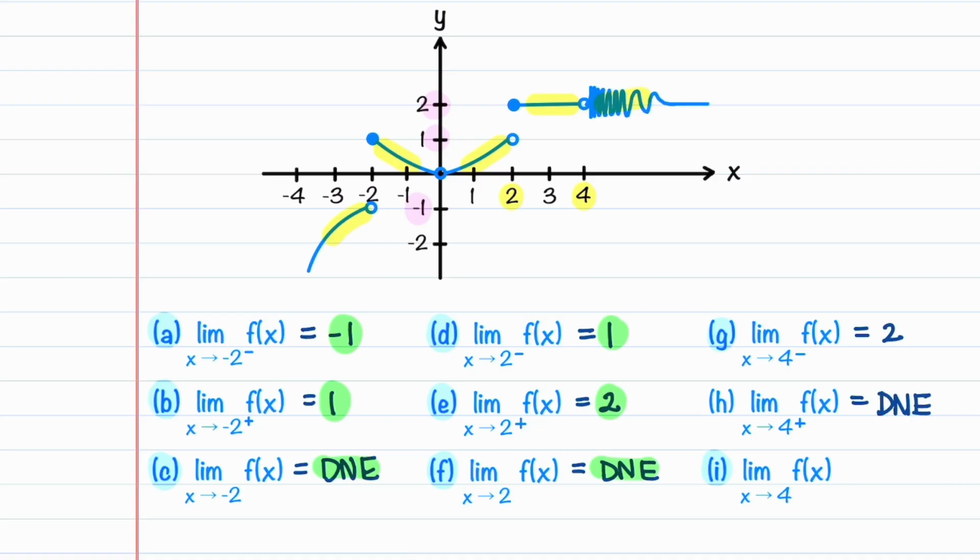Now let's look at I. This is the limit as x approaches 4. So again, we're going to look at the left-hand limit and the right-hand limit, and we're going to notice that they are not the same. So we say that this limit does not exist.